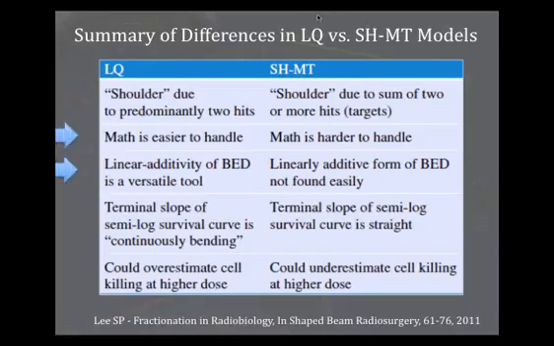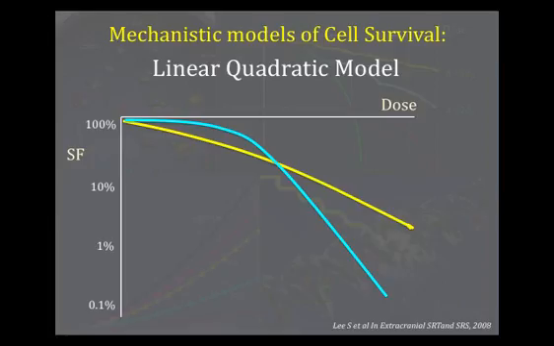That said, these are the two differences, and the linear quadratic model became more used in clinical practice because the math is much easier to handle for radiation oncologists, and also it allows a linear additivity of the biological equivalent dose. This is very easy to understand and very important to apply in practice. And I'm going to come back to this definition in a little bit.